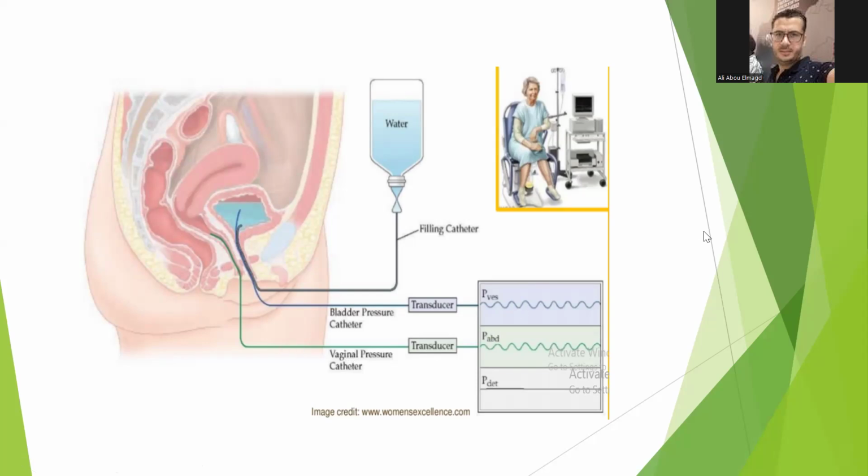How can we calculate the detrusor pressure? The detrusor pressure is calculated by subtracting the abdominal pressure from the vesical pressure. So it will be the detrusor pressure. All of these pressures and graphs will be shown here on the monitor.